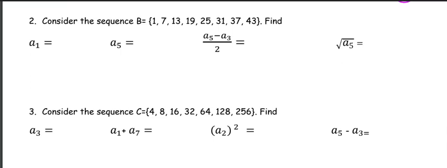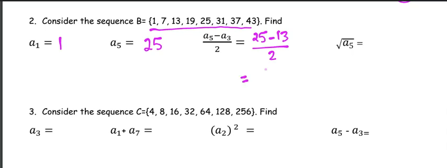Let's take a look at this question. We have a sequence of numbers. The first term is going to be 1 because 1 is the first number in the list. The fifth term is going to be 25 because 25 is the fifth number in the list. A sub 5 minus a sub 3 divided by 2, or the fifth term minus the third term divided by 2: the fifth term is 25, the third term in the list is 13, divided by 2. In the calculator, the answer is going to be 6.